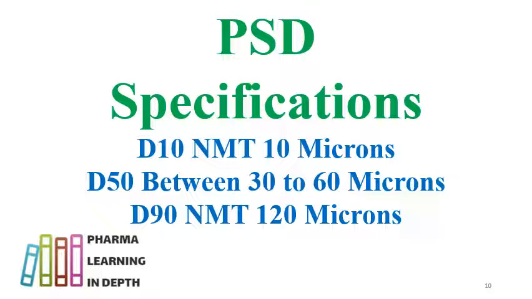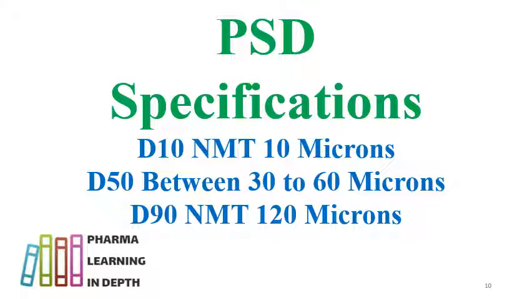See, the PSD specification should be given with a scientific understanding and with the data from batches made with different PSD APIs. Otherwise, you will give specifications which are not meaningful. For example, I have included here the specification of D10 not more than 10 microns, D50 the particle size will be between 30 to 60 microns, and D90 not more than 120 microns.